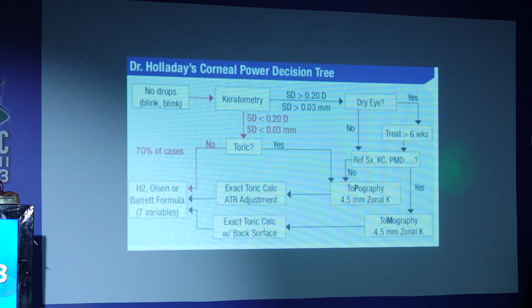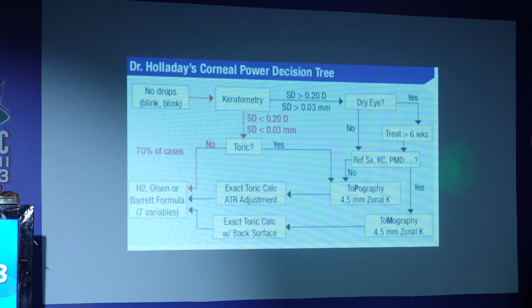So a quick walk-through of what I do is follow Dr. Holladay's corneal power decision tree. Patients are taken on a keratometer. If there is a standard deviation more than 0.2, assess for dry eye, treat the dry eye, and after 6 weeks reassess and do a topography. If the standard deviation is less than 0.2, check the cylinders. If there is no toric, you can use any great formula on the 700 and take these patients into the OR. If there is a toric, you need to do a topography, assess the cylinder and the degree of astigmatism, and then calculate the exact power required for these torics.